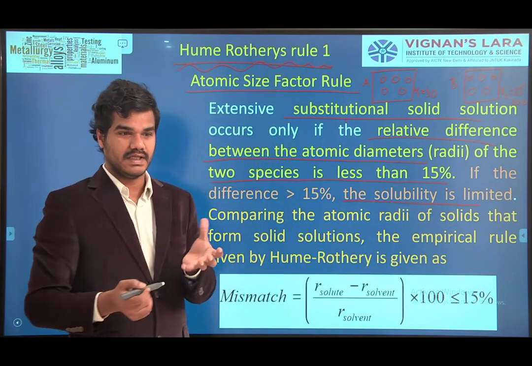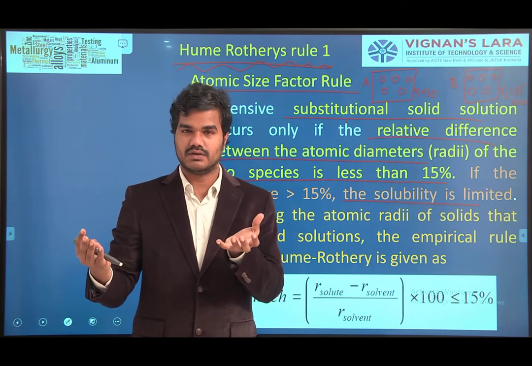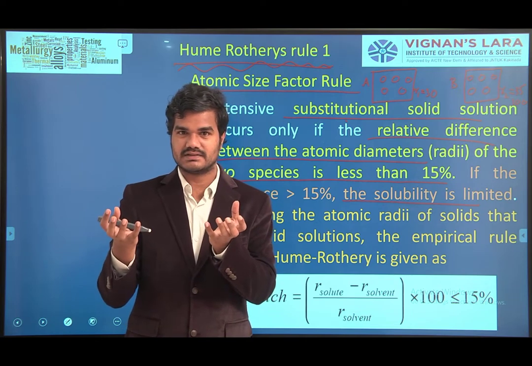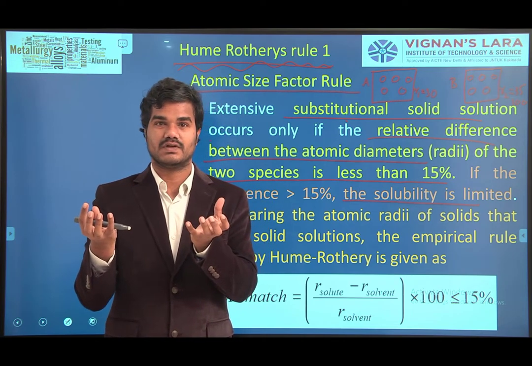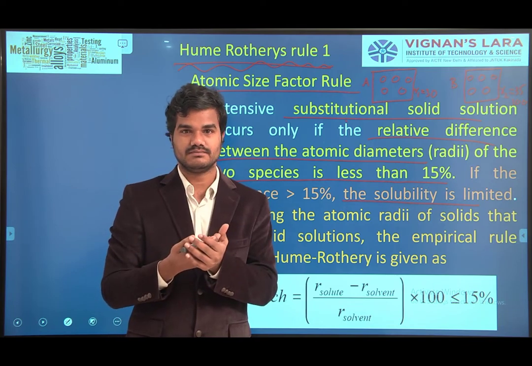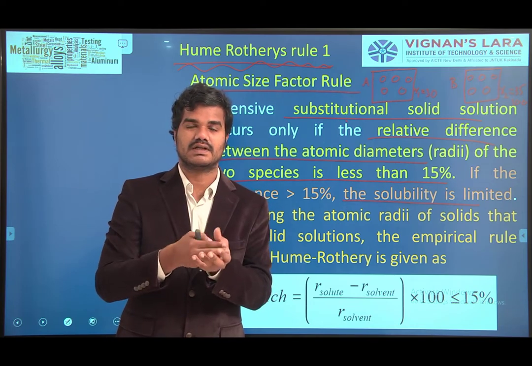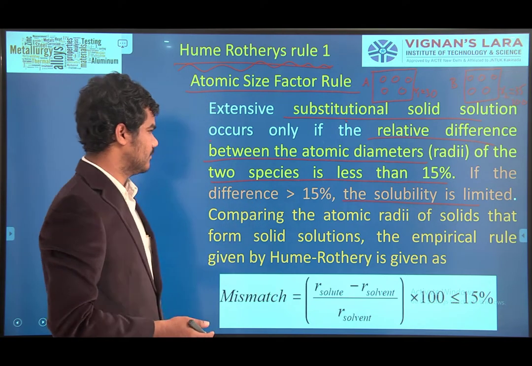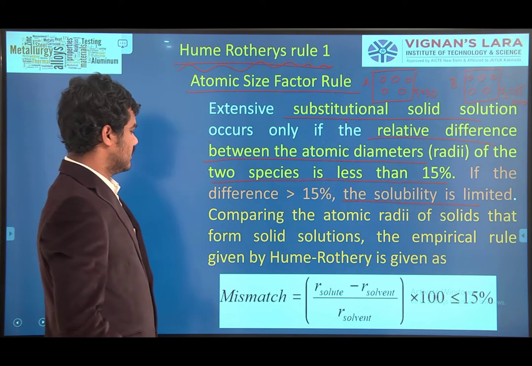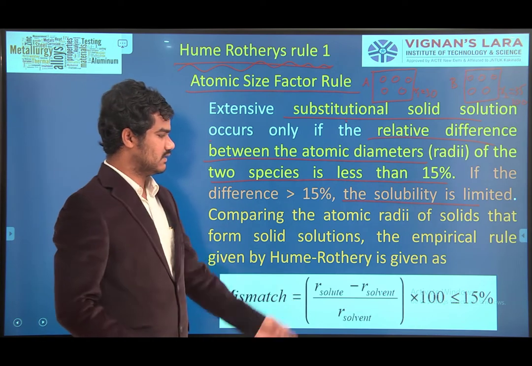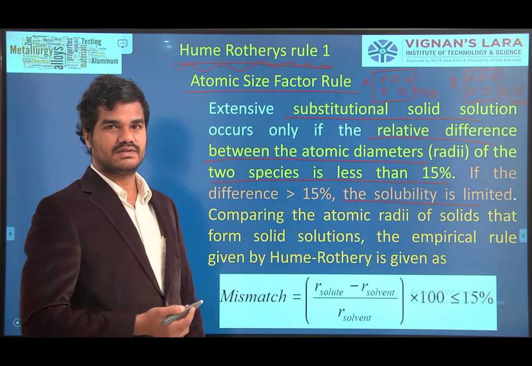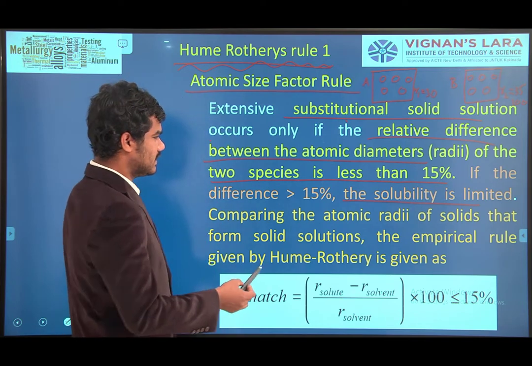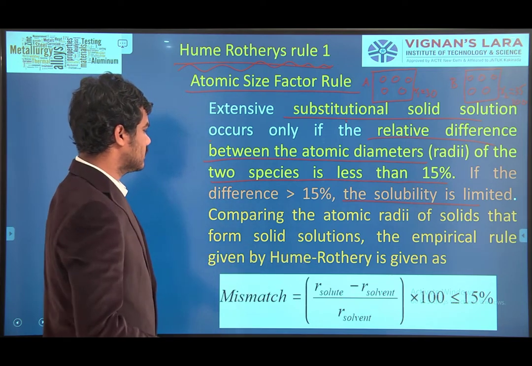A material is in molten state. B material you are going to add. A material atomic radius is 30. B material atomic radius is 100. So then solubility is limited. It cannot dissolve completely. So that is Hume-Rothery rule 1. Hume-Rothery proposed one equation which tells about the relation between solvent and solute, comparing the atomic radii of solids that form solid solution.